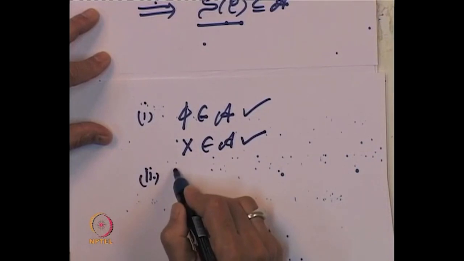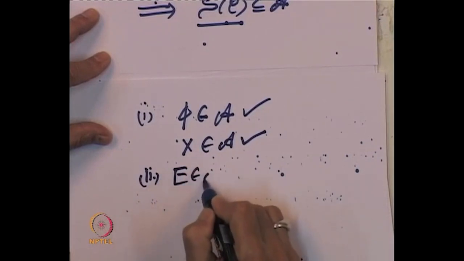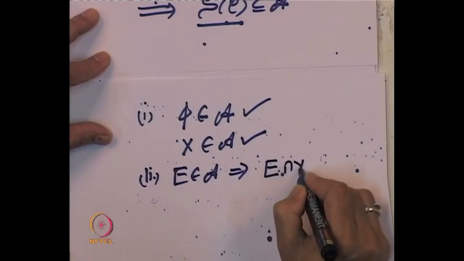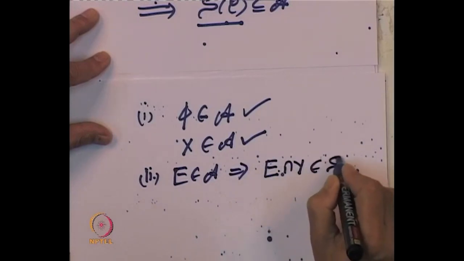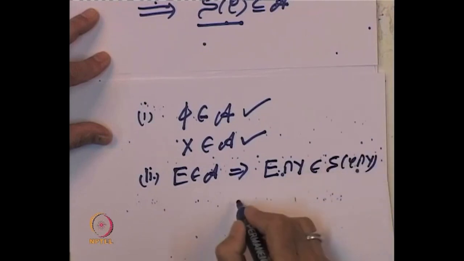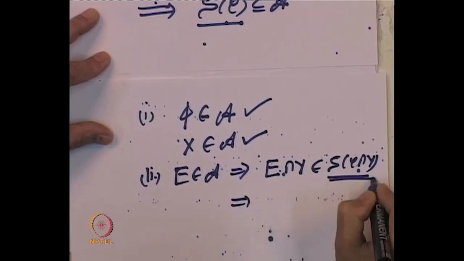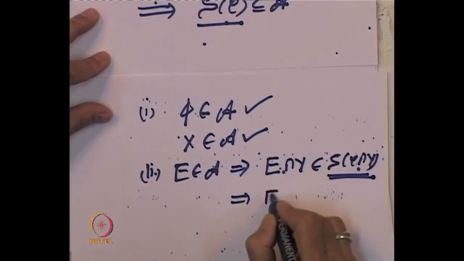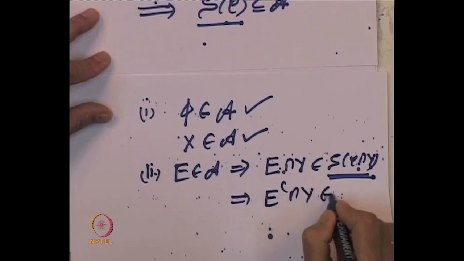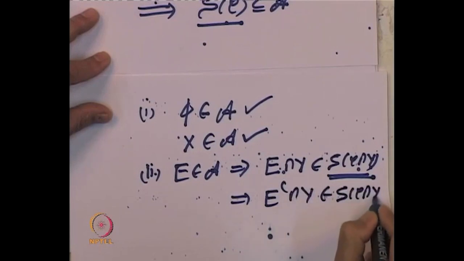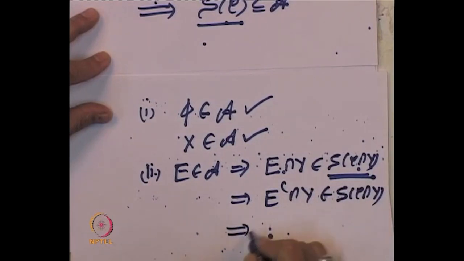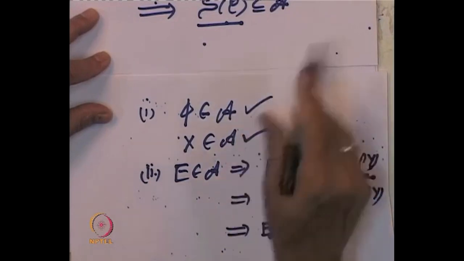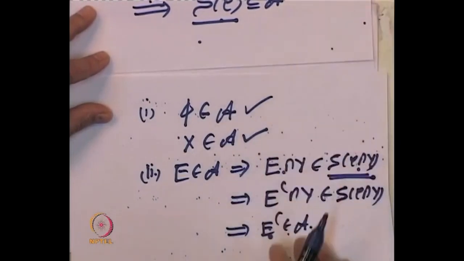Second property, let us take a set E which belongs to A. What does that imply? E intersection Y belongs to the sigma algebra S of C intersection Y. But this is a sigma algebra, so it must be closed under complements in Y. So, that means E complement intersection Y also belongs to S of C intersection Y, and that implies that E complement belongs to A. So, the collection A is closed under complements.